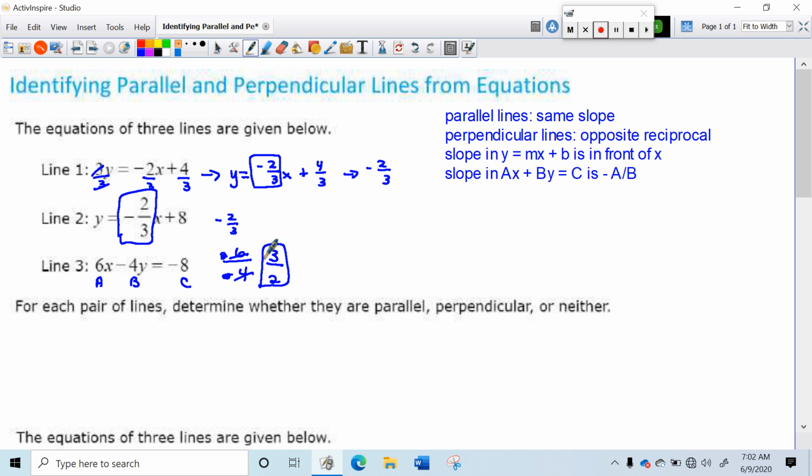So 3 halves. So for each pair of lines, determine whether they are parallel, perpendicular, or neither. Okay, so lines 1 and 2 have the same slope. So they are parallel.